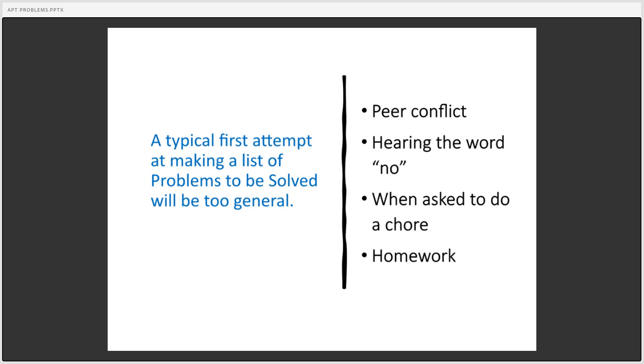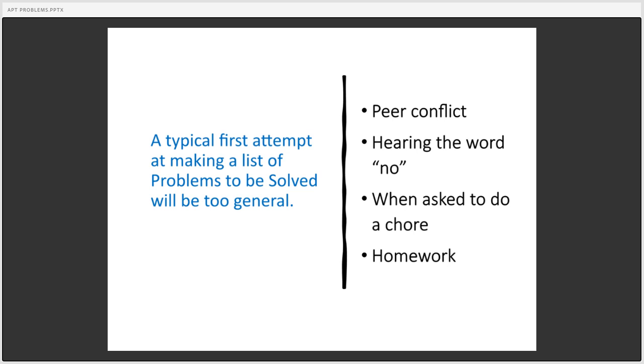So the typical first attempt at making a list of problems to be solved, especially when you're teaching a caregiver to do this, right? Or when you're initially doing it, when you first learn to do this, usually folks identify things that are way too general. So here's some examples, like peer conflict, right? So if we're asking, when does the youth have challenging behaviors? Oh, when there's peer conflict going on, or whenever they hear the word no. That's such a typical one that people say. Or when they're asked to do a chore, when it's chore time, or when it's homework time.